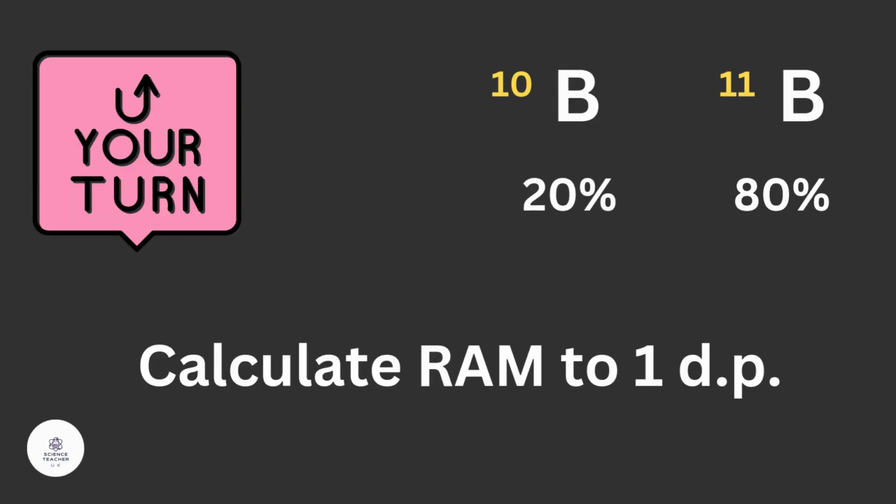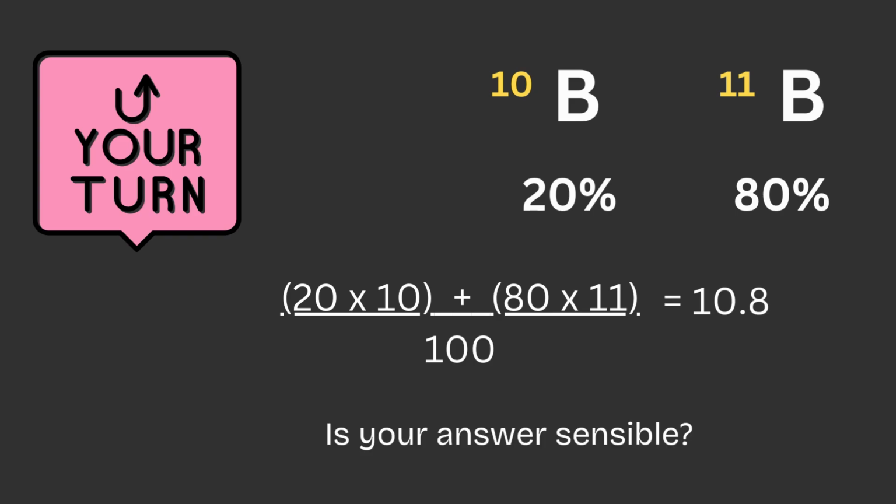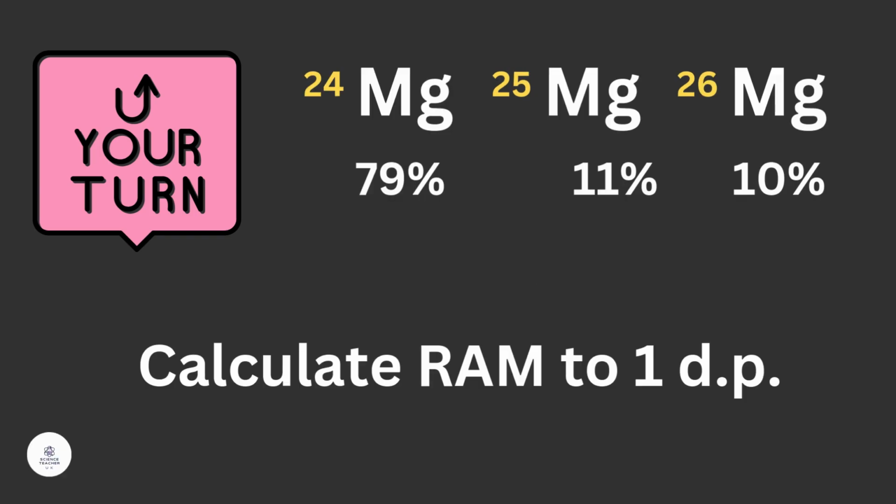Okay, so now it's your turn. I want you to find the relative atomic mass of boron to 1 decimal place. Pause the video while you do that. What about if there are more than 2 isotopes? Have a go at this one for magnesium with 3 isotopes. The method is the same.